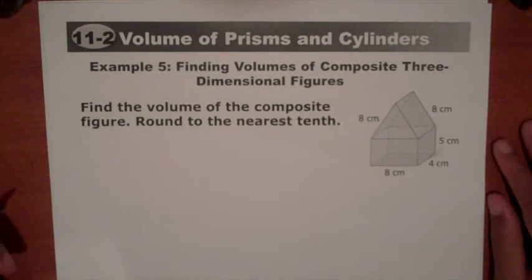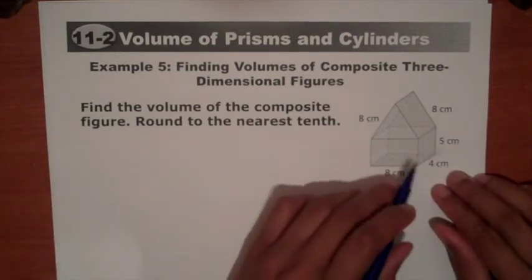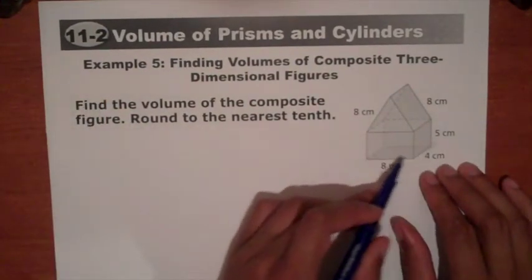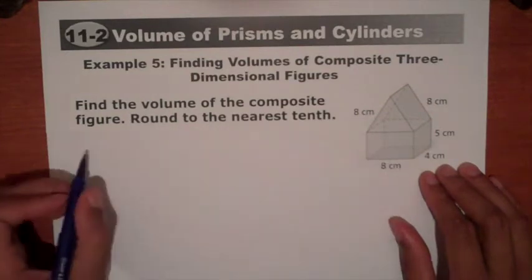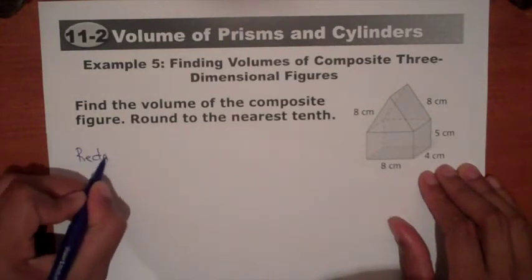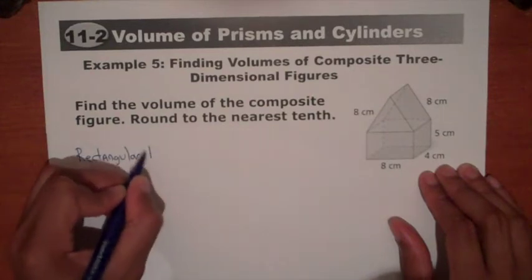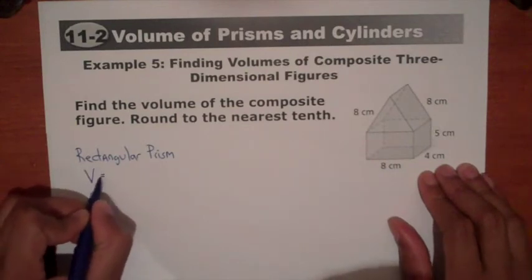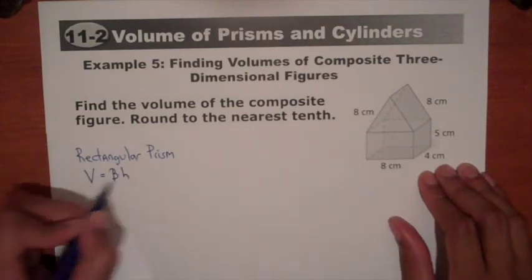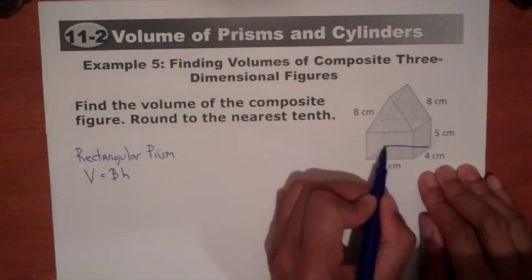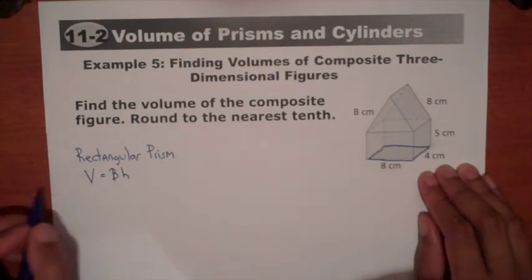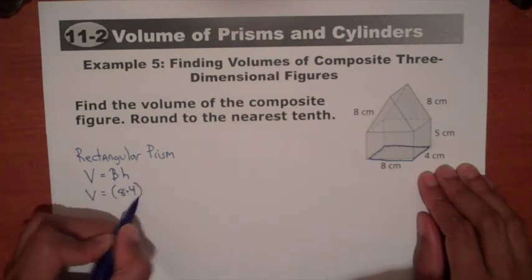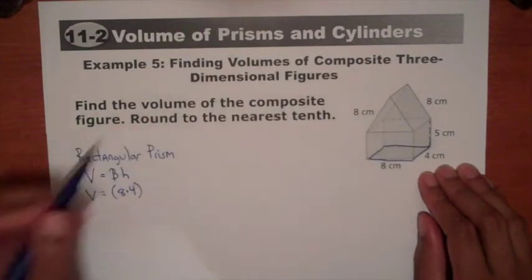Alright, let's see if we can find the volume of this composite shape. So we're going to need to break it down into two shapes, right? Let's do the bottom shape first here, the rectangular prism on the bottom. To find the volume of the rectangular prism, the volume equals the area of the base times the height. Well, the base is this rectangle down here, and the area of that rectangle is just 8 times 4. And we multiply that by the height of the rectangle, which is 5.